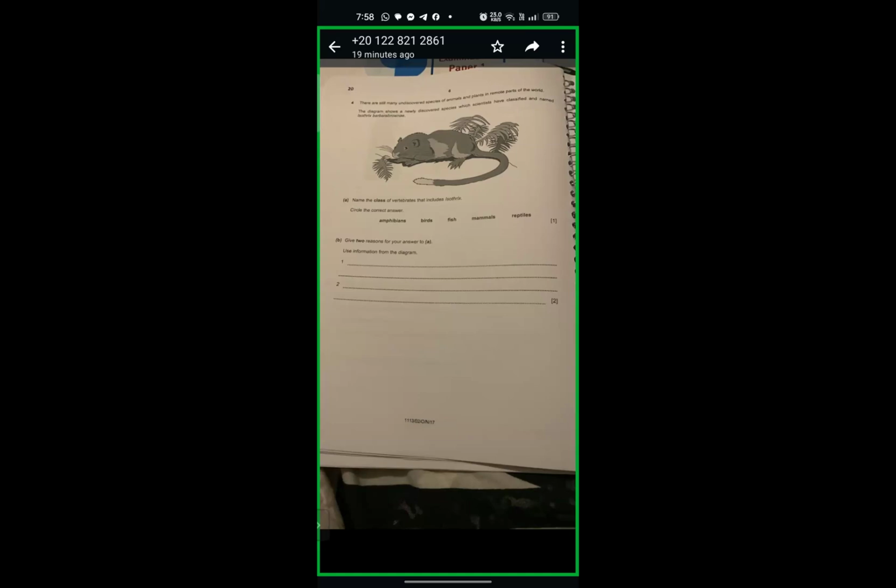There are still many undiscovered species of animals and plants in remote parts of the world. The diagram shows a newly discovered species which scientists have classified and named. Name the class of.